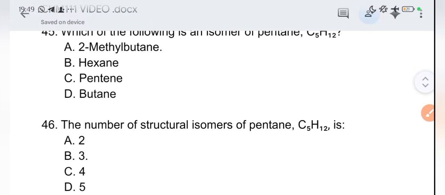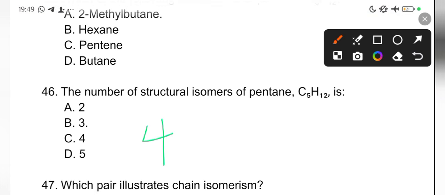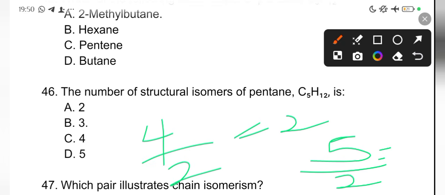Let me say butane. For example, butane is 4. How many isomers does butane have? 4 divided by 2. Butane has 2 isomers. If you go on, pentane is 5. 5 divided by 2 is 2. Then we add 1. That's 3, because it's odd. So how many isomers does pentane have? 3. That's how we got 3 here.